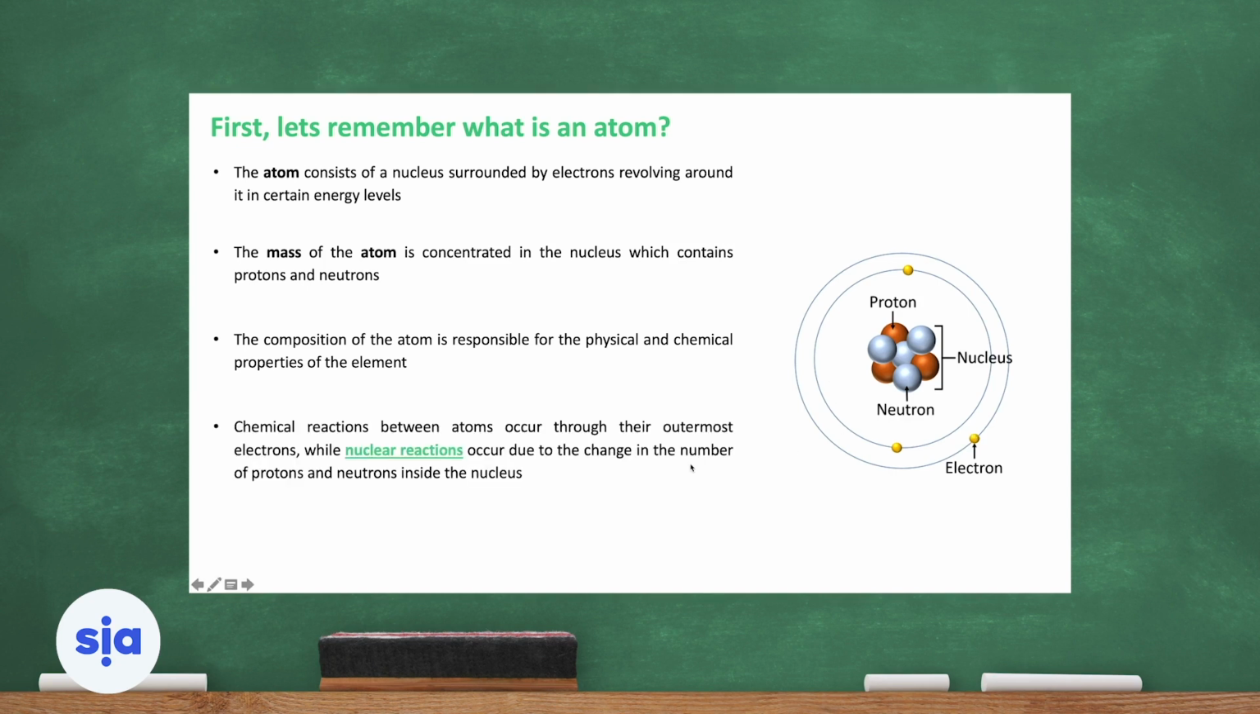The chemical reactions between atoms occur through their outermost electrons, while a nuclear reaction, not just a chemical reaction, will occur due to the change in the number of protons and neutrons inside the nucleus. Therefore, the nuclear energy is stored in the nucleus of the atom.